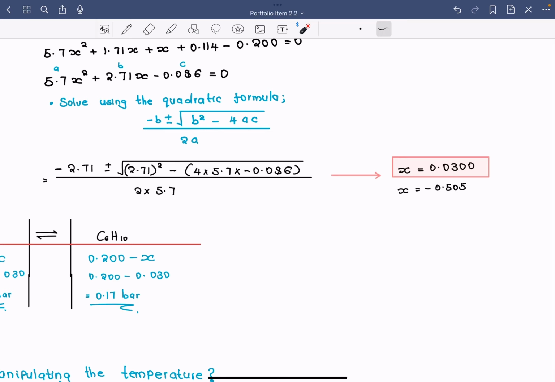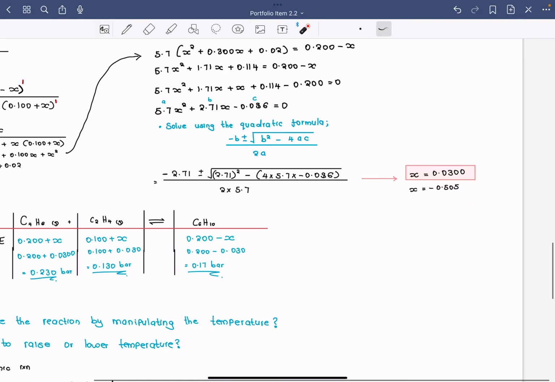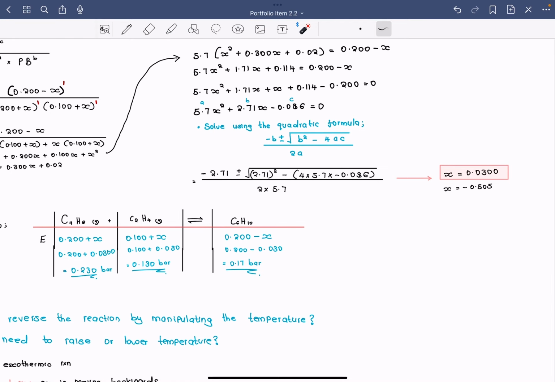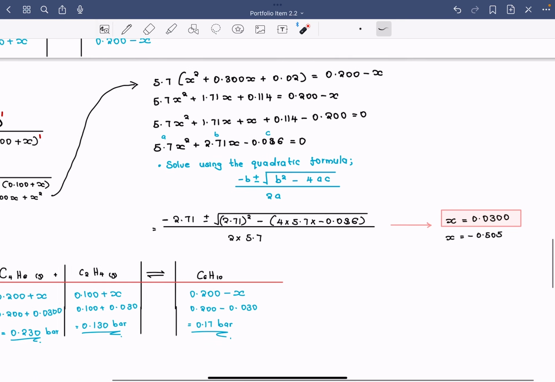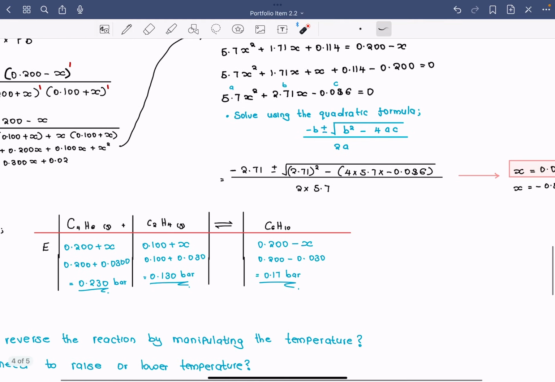Of course, we're going to pick the first one because our X cannot be less than 0. We need to have some change, and we identified that there is going to be change. So if it's negative and less than 0, that means that no change happened, or the reaction is not working as it's supposed to.